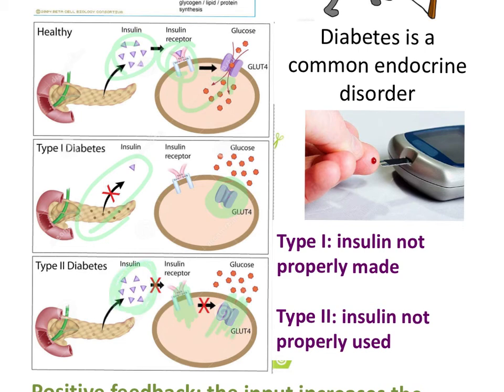So they do make the hormone insulin, but then still the problem is that the glucose cannot get into the cell. So this is a disruption of the negative feedback loop. There's a happy amount of glucose that should be in the bloodstream, and diabetes is a disruption of that.